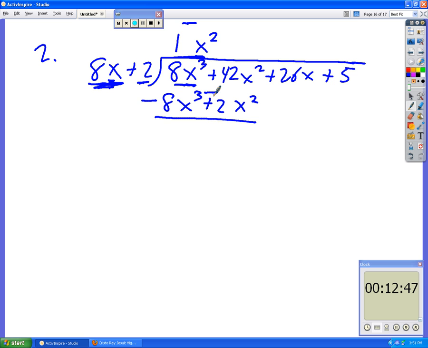8x cubed minus 8x cubed cancels. Then I have a positive 42 here, and I subtract here the negative 2. 42 minus 2 is 40x squared. Write down the positive 26x and start over. Take the 8 in front, this one, and divide it into 40. 8 goes into 40, a positive 5 times.